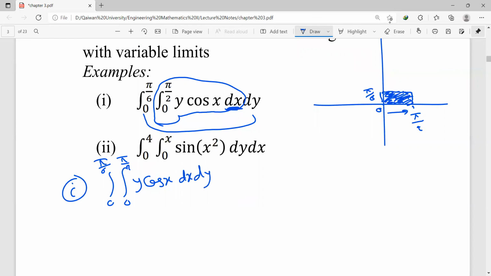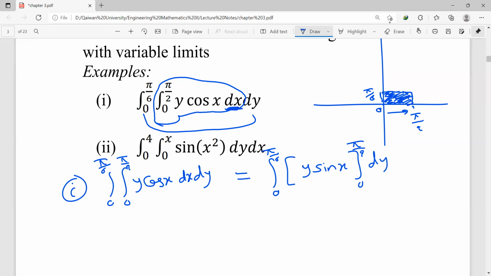What's the first integration? Yes, it's with respect to x. So y is a constant here. The integration of cosine is sine. And you get the integration from 0 to pi over 6. Then we have y sine x from 0 to pi over 2 dy. We have that. Is it clear?